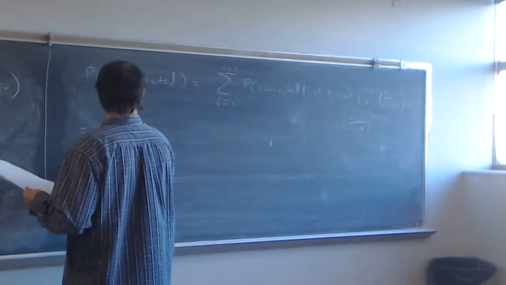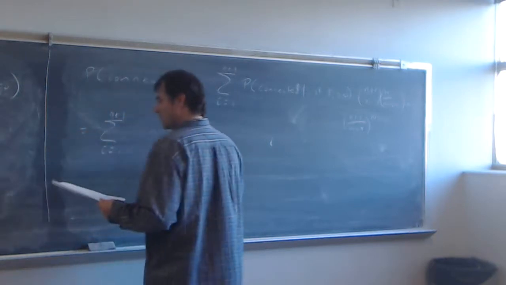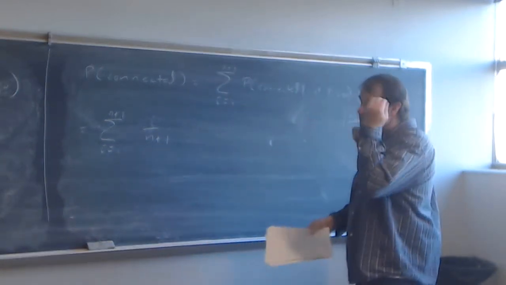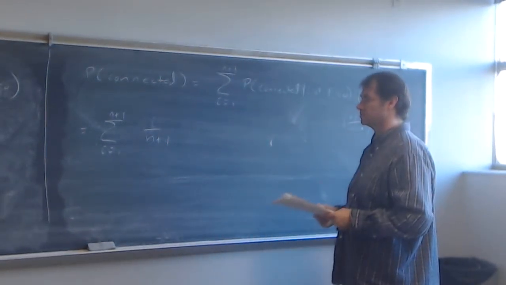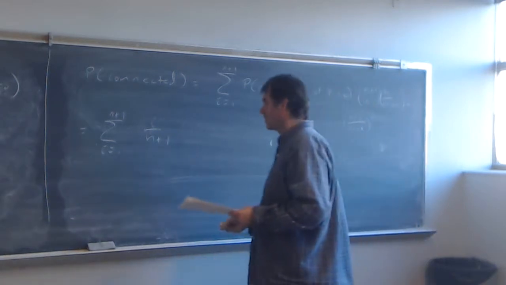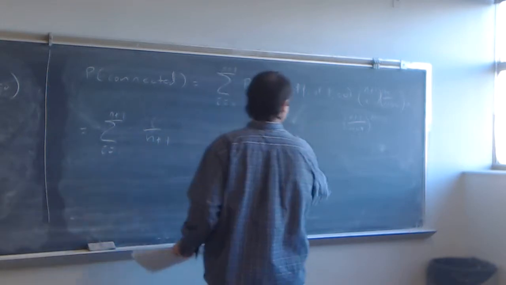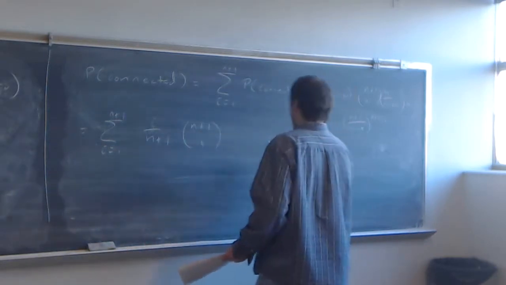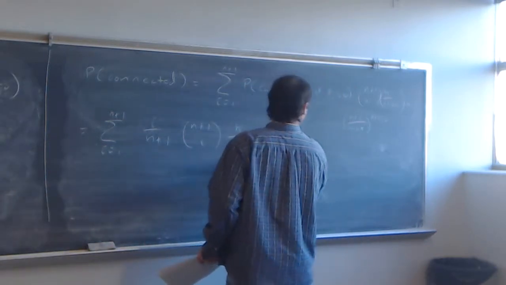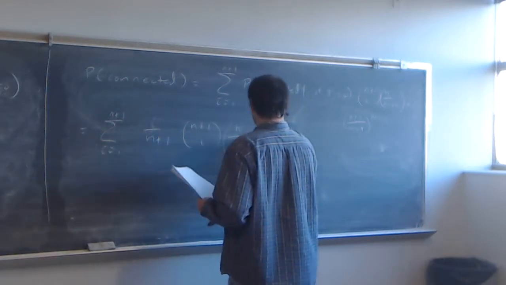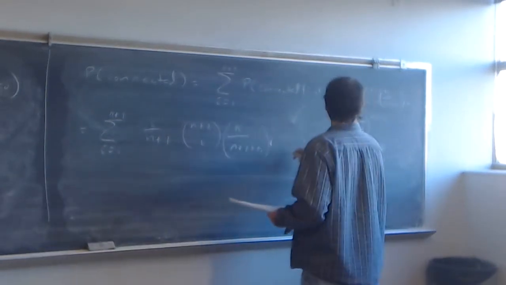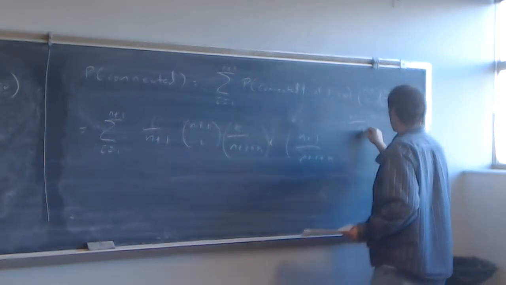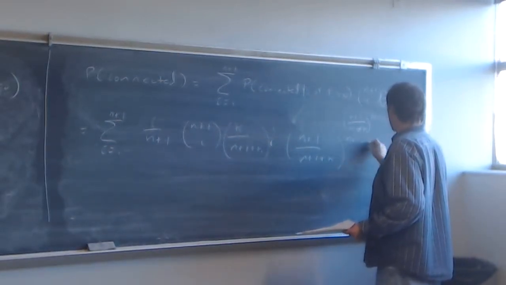That's equal to the sum as I equals 1 to n plus 1. Here we get I over n plus 1, times the rest of this. So it's n plus 1 choose I, k over n plus 1 plus k raised to the I, and then n plus 1 over n plus 1 plus k raised to the n plus 1 minus I.